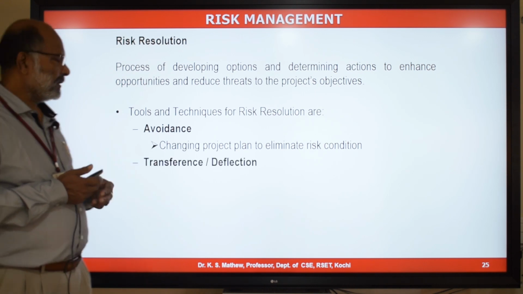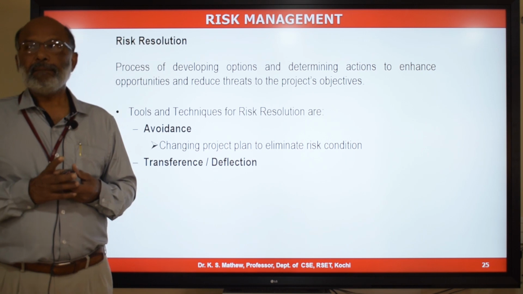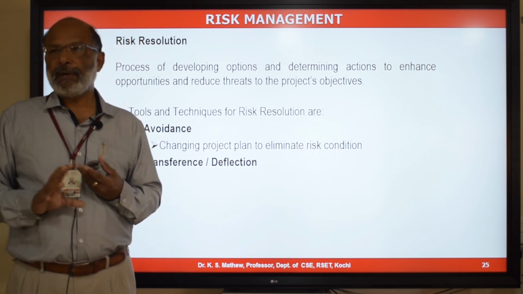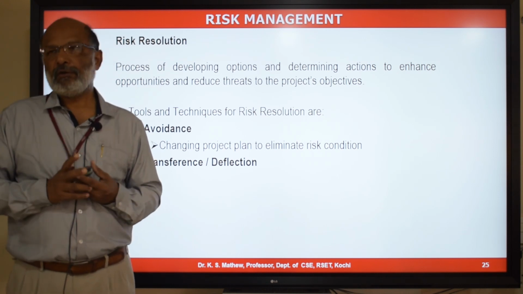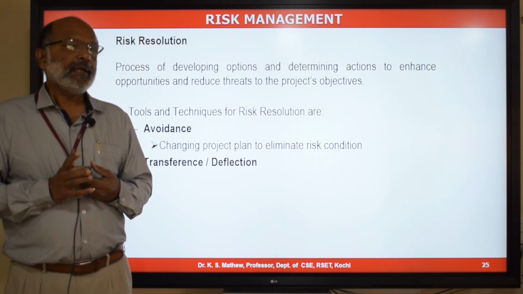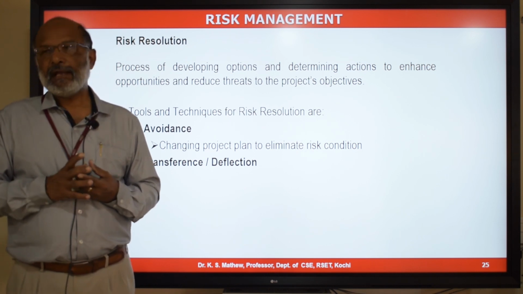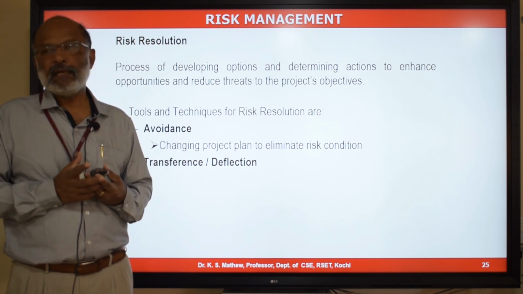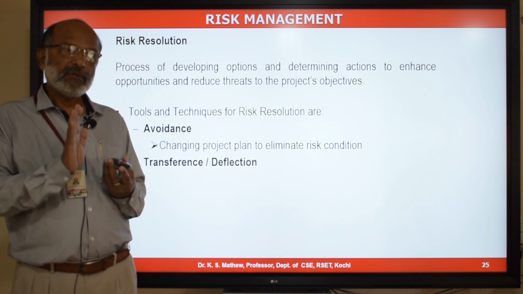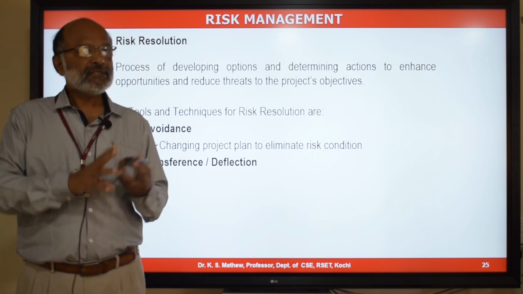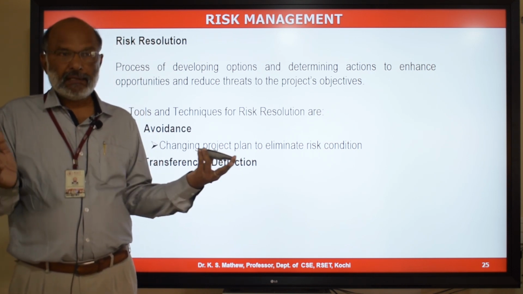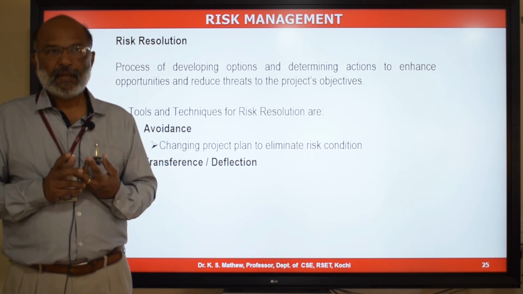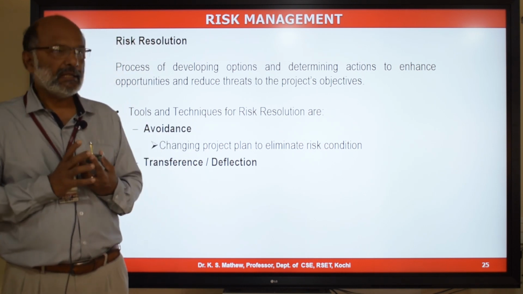And the second approach is called transference or deflection. Here, the approach is that we are trying to transfer the consequence to a third party or to one side, to one stakeholder. Taking an insurance. So when you go on a Bali vacation, you may take an international travel insurance to address the risk of falling sick or getting hospitalized. So you are actually transferring the cost risk. You may still fall sick, but you cannot avoid that. But you can transfer the cost risk to the insurance company. So that is one way of transferring the risk to another party.